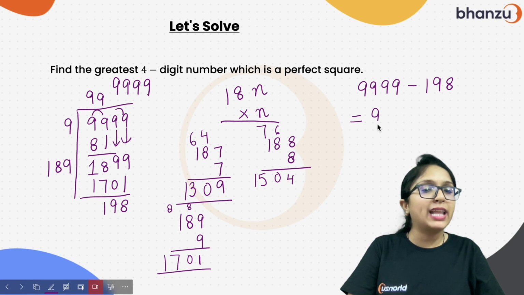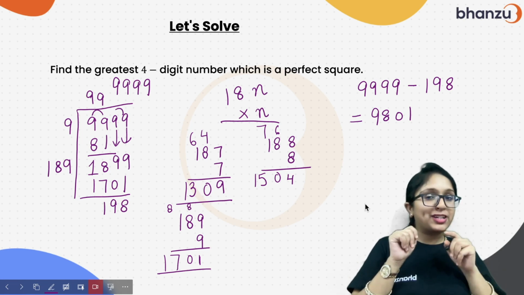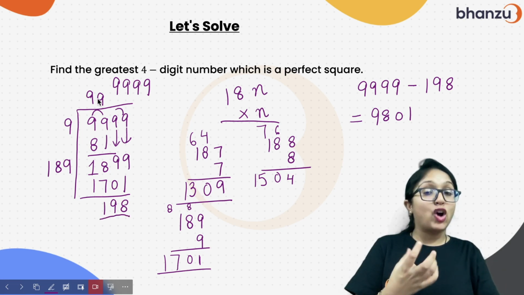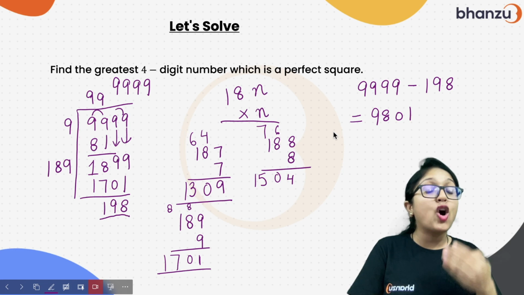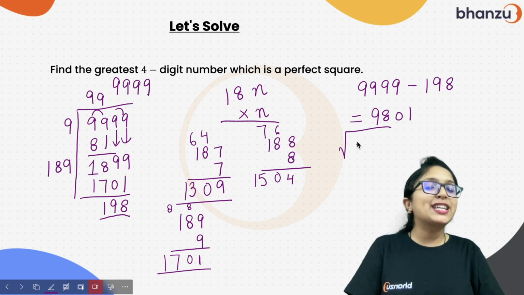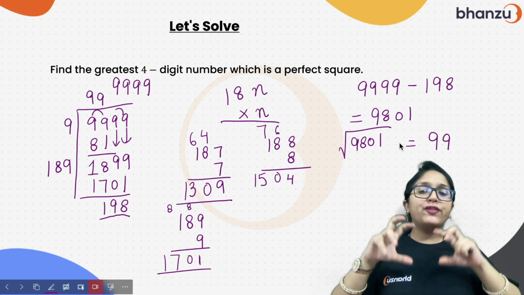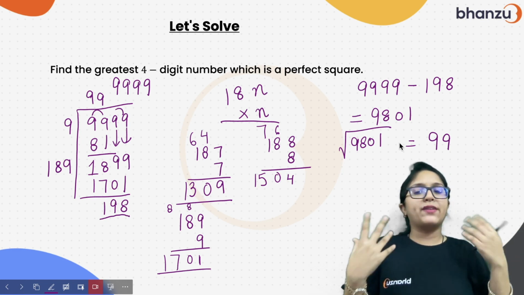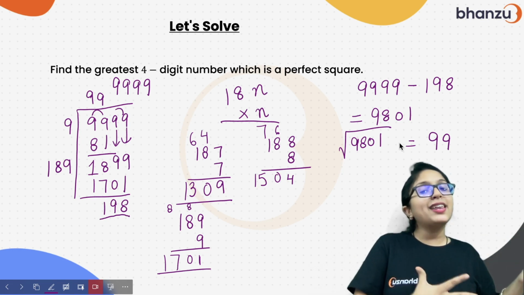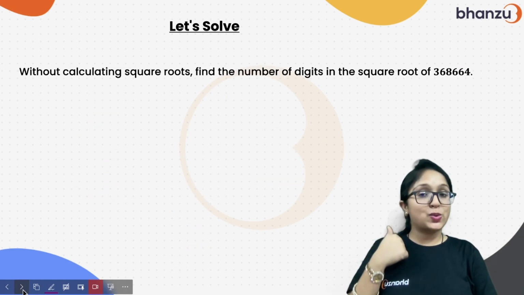We will be left with 9801, which is a perfect square. So the number that I have gotten is nothing but the square of 99. So you can say that the square root of 9801 is equal to 99. Is the question clear? We have taken out the extra number, and whatever is left, that is our perfect square. Okay, so let's go to the next question.